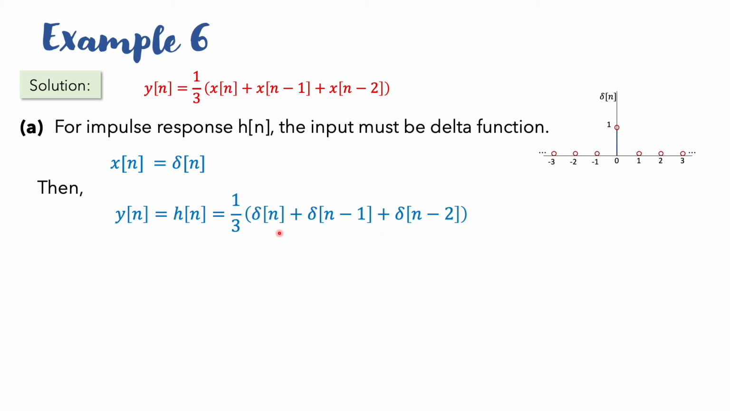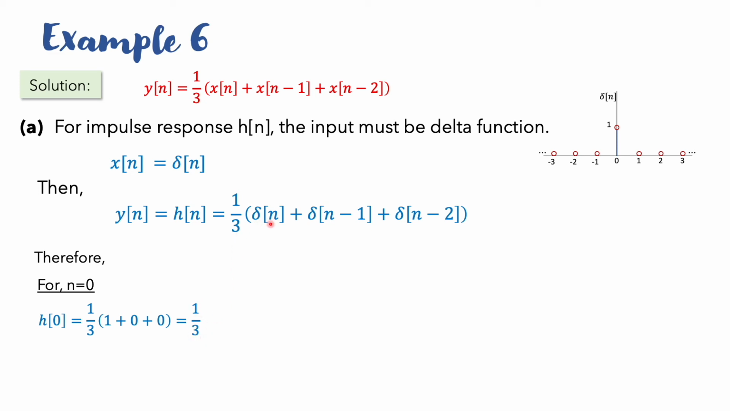So we start with sample number 0, when n is equal to 0. When n is equal to 0, this is delta of 0, then delta of minus 1, and then delta of minus 2. We know that the delta function at sample number 0 has a value of 1, and for minus 1 it has 0, and for minus 2 it has 0 also, because it will be 0 for all samples other than the sample at position 0. So when we calculate the average, we get h[0] equal to 1 over 3.